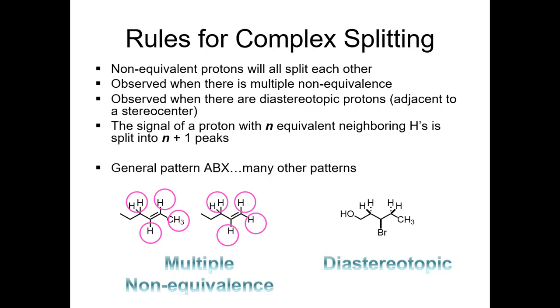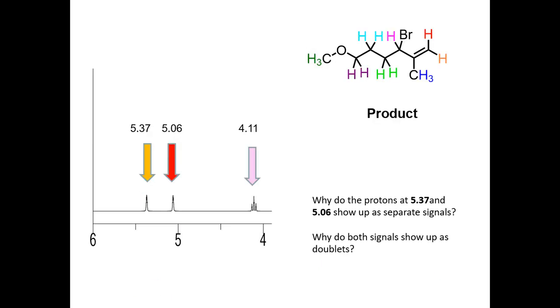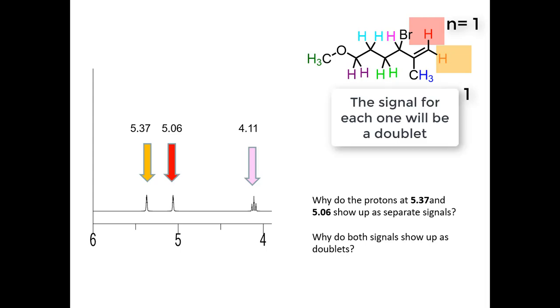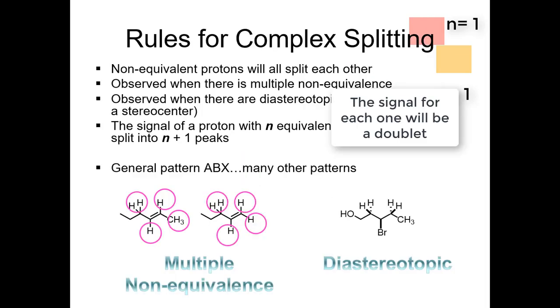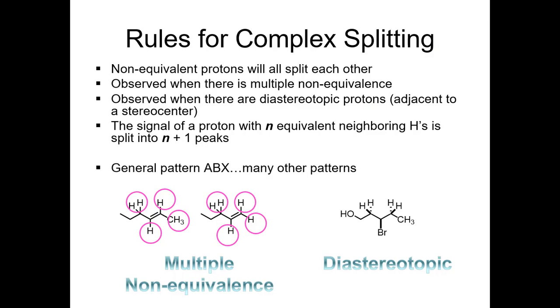Since those two are non-equivalent, they are able to couple with each other, and you follow the same N+1 rule where the red hydrogen is one neighbor and the orange hydrogen is one neighbor. So when you look at the system, the orange hydrogen is going to see the red and is going to couple. So N is 1, N+1 is going to be 2. So it'll be a doublet for the orange hydrogen, and then it'll also be a doublet for the red hydrogen. We're going to talk more about that later.